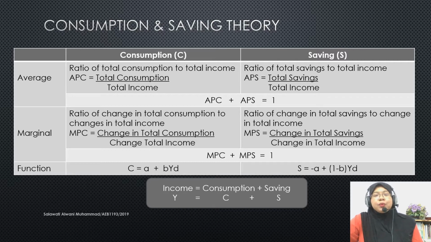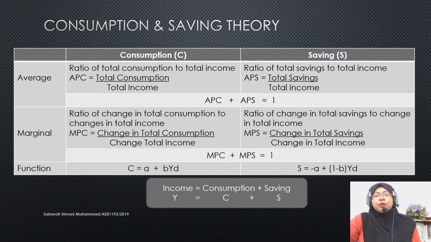For saving theory, we have APS and also MPS. APS is ratio of total saving to total income. The equation is APS equal total savings divided by total income. And for MPS, it is ratio of change in total savings to change in total income. The equation is MPS equal change in total savings divided by change in total income.